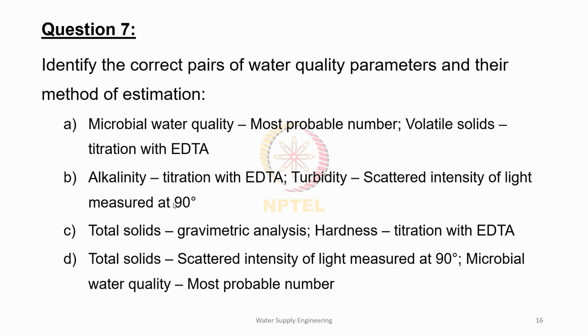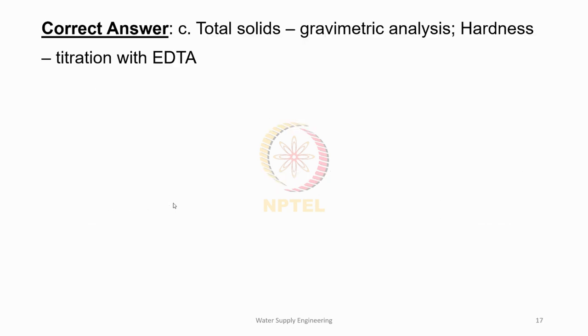Okay, so I have got answers as one B and one C. Okay, let's see what is the correct answer. The correct answer is option C, total solids gravimetric analysis. Hardness is measured with titration with EDTA.